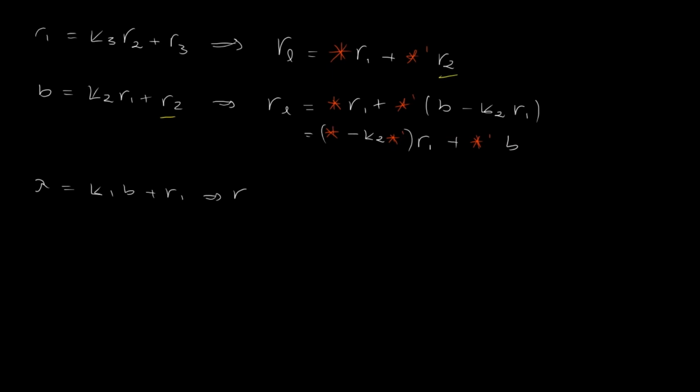Doing one more step, we get that A equals K1 B plus R1. Then RL equals star minus K2 times star prime, times A minus K1 B, plus star prime times B. And we can just rewrite this as S times A plus T times B.